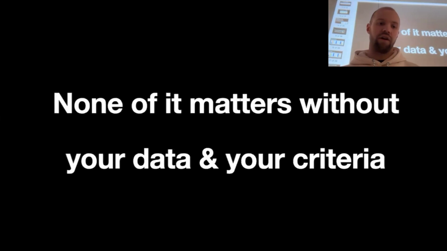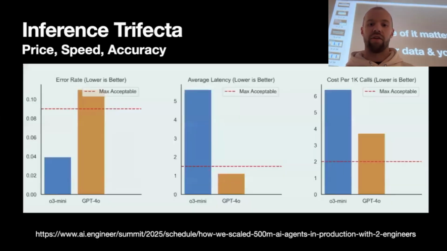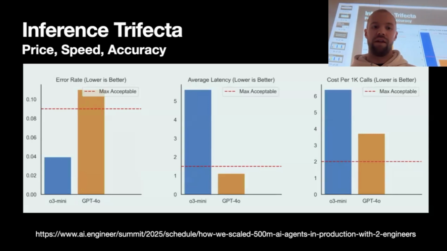Cool. So I would argue that that's all great, but none of it matters without your data and your criteria. And I stole this from the AI Engineering Summit that I went to last month. This was from the folks at OpenPipe, but I thought this was a really nice visual of the trifecta that you want to look for in inference. And the first graph here is just the error rate. So for all of these, lower is better.